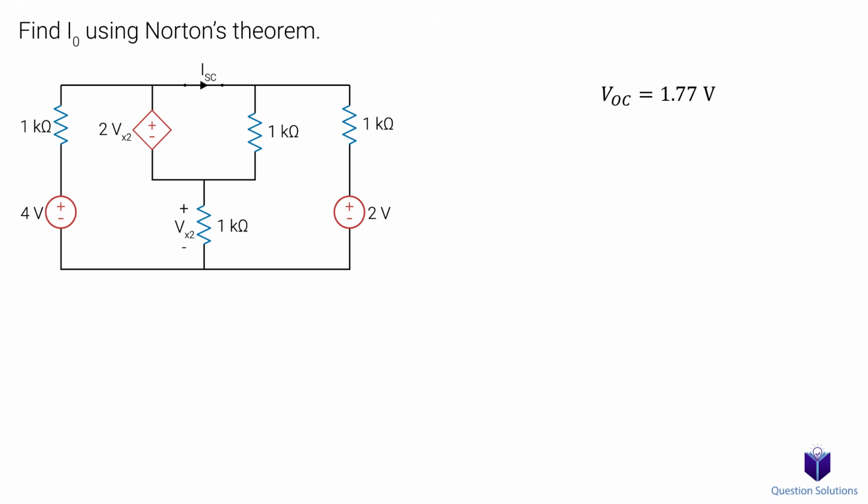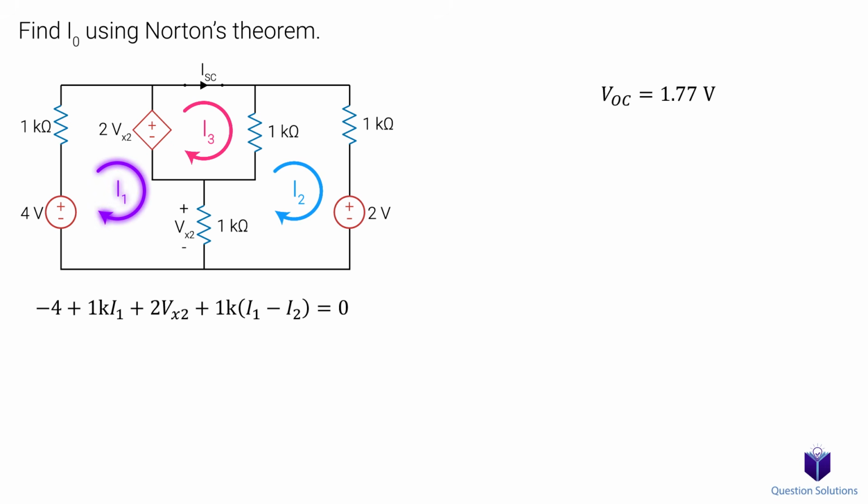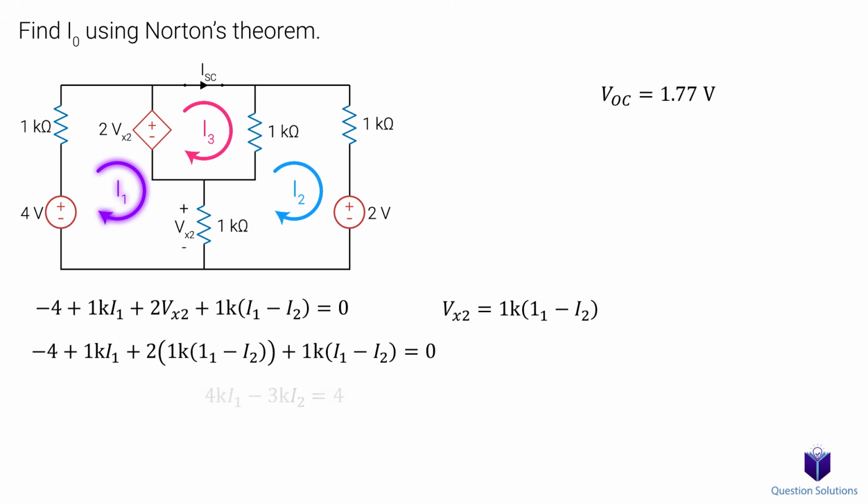To solve for the short circuit current, we can once again use mesh analysis. This time, I will pick all currents to be clockwise. Let's start with the left loop. As before, we can write Vx2 in terms of our mesh currents. Now we can plug this value back and simplify the equation.